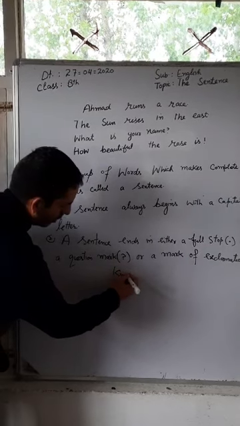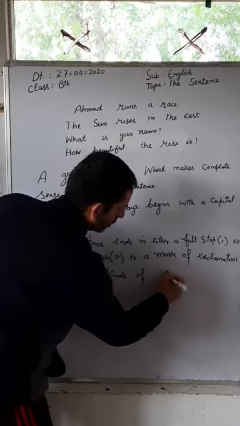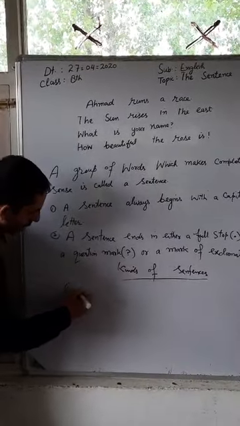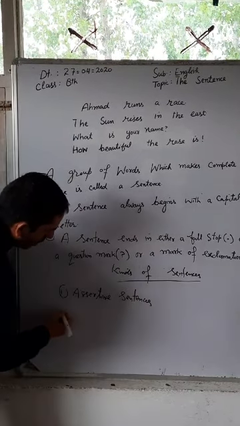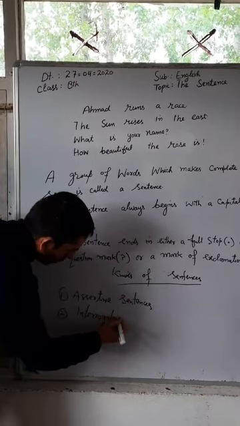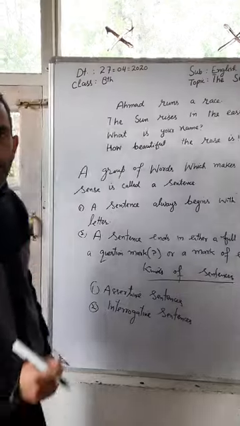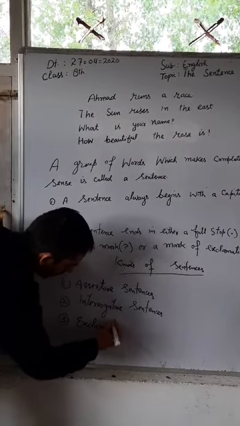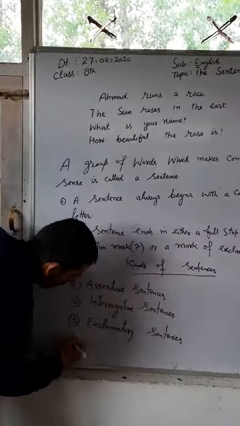Kinds of sentences. There are four different kinds of sentences. Number one, assertive sentences. Number two, interrogative sentences. Number three, exclamatory sentences. And number four, imperative sentences.